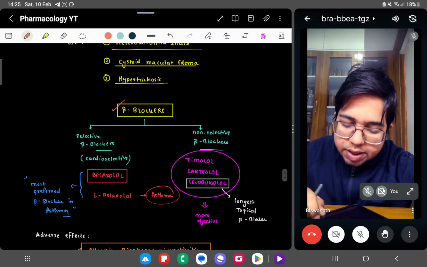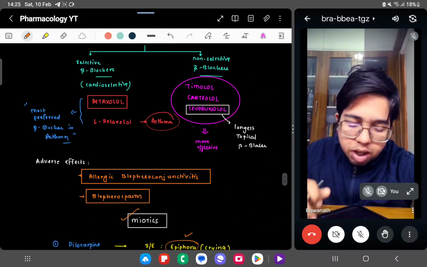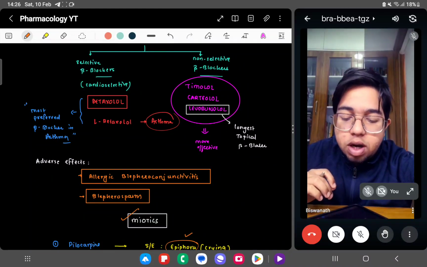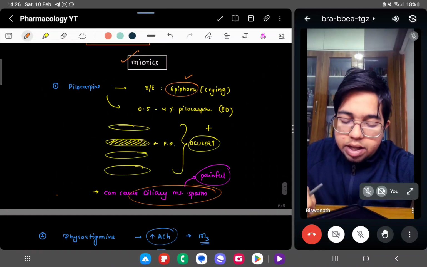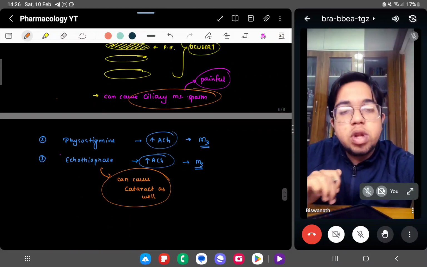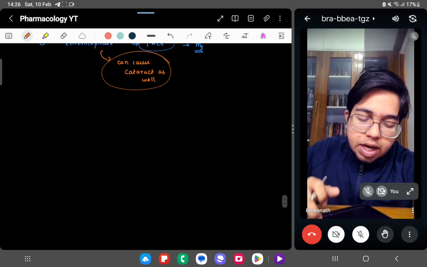In beta blockers, we have selective beta blockers, that is betaxolol or levobetaxolol. Non-selective, we have timolol, carteolol, and levobunolol. Then in miotic agents, we have pilocarpine, physostigmine, and ecothiopate, if you want to remember. So that's much in today's lecture.